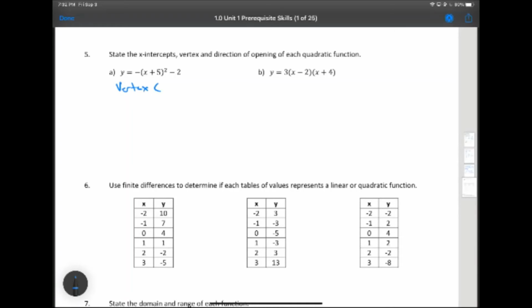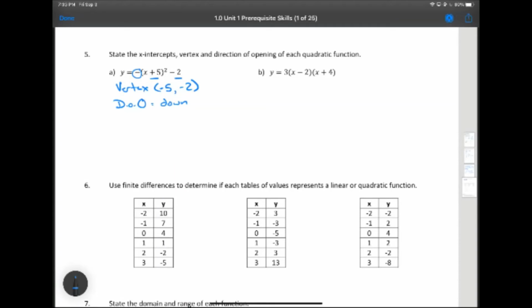The vertex is going to be the opposite of that, because that's the x-intercept. Or sorry, that's the x value of the negative of the x value of the intercept. You know what I mean. It's the vertex point. And this is the y value of the vertex. So there's our vertex. Our direction of opening, because there's a negative sign in front, is going to be down. So direction of opening is down.